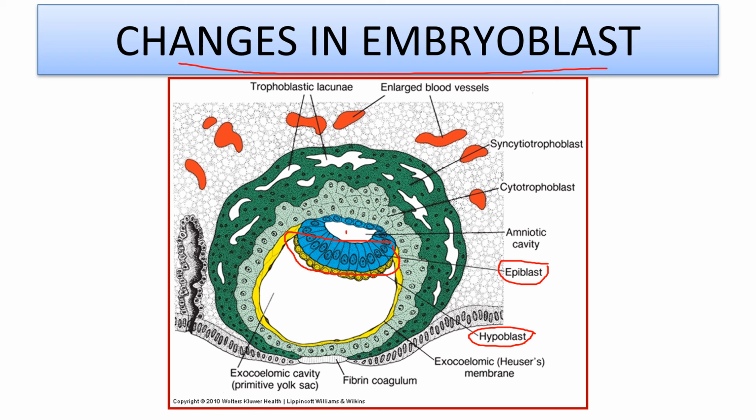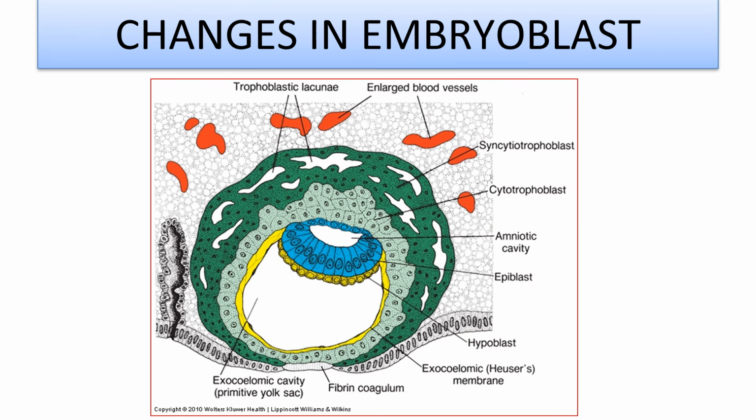Simultaneously, a cavity appears between the epiblast and the trophoblast cells, lined by the amniogenic cells. This cavity is now called the amniotic cavity, filled with liquor amnii, so that the roof of the amniotic cavity is formed by the amniogenic cells and the floor of the cavity is formed by the epiblast. Now we are seeing the changes in the embryoblast. Already two layers have been formed, epiblast and hypoblast, and the amniotic cavity has been formed.